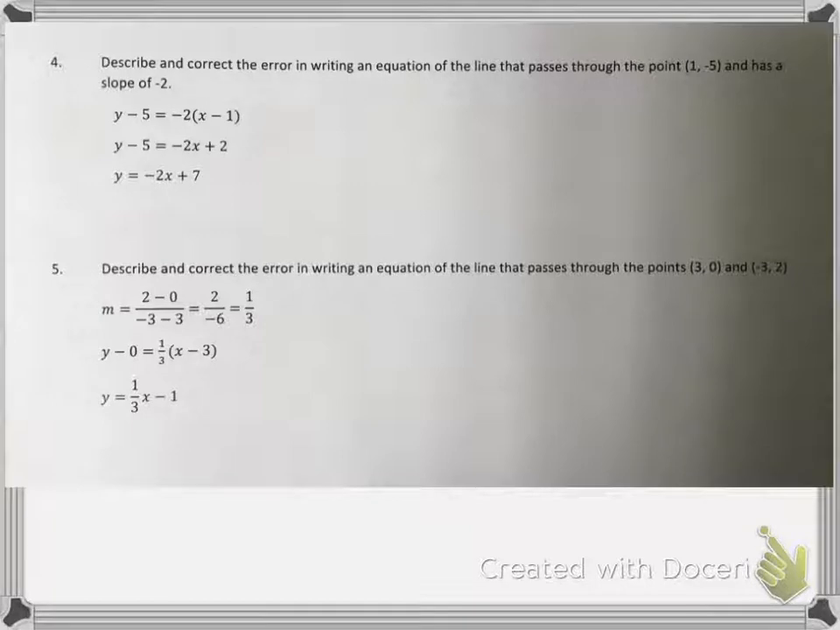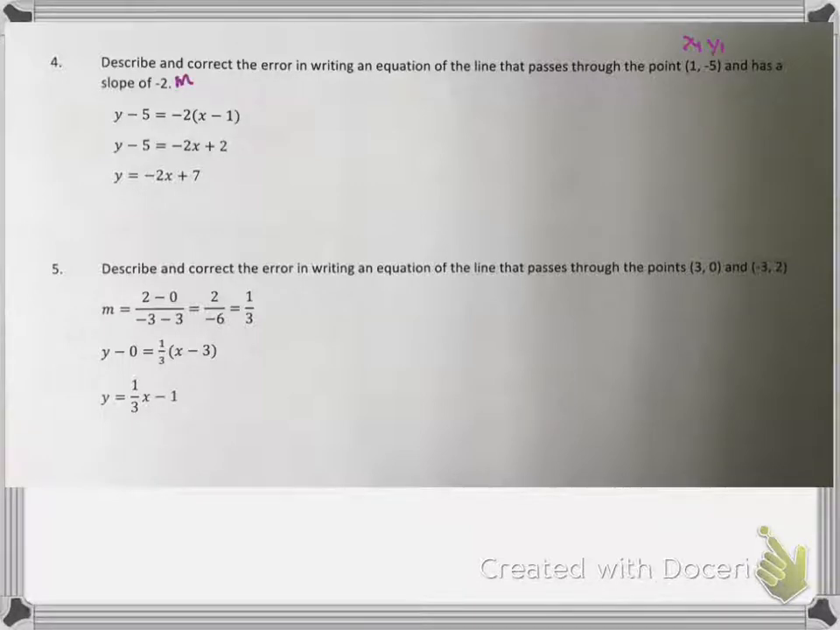The last little bit of the notes there, we got a couple of classic describe and correct. So I'm purposely making a mistake in these problems. So here I'm giving you the point 1, -5 has a slope of -2. So somewhere in this problem here, I have a mistake on purpose. If you take a quick second and look at it here, keep in mind, your point is x1, y1, your slope is m.